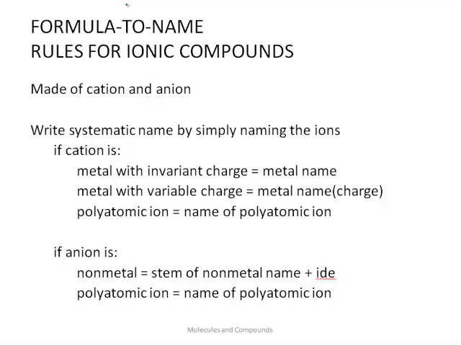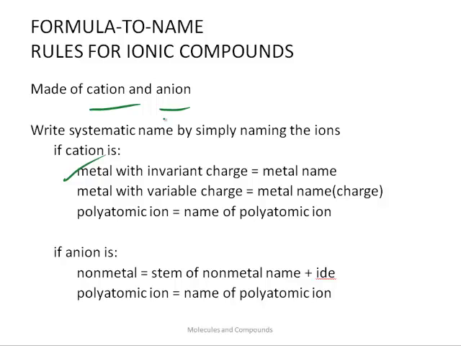Okay, so now that we know how to form formulas for ionic compounds, which we're going to need to do, of course, the other thing we'd want to be able to accomplish is to figure out the name by just looking at that formula. Okay, so we know that the ionic compound is made of a cation and an anion. Now the cation can be a metal with an invariant charge, meaning it's never going to change, like sodium, potassium, calcium, those ones we saw on the table.